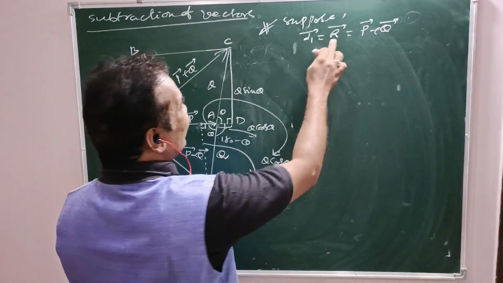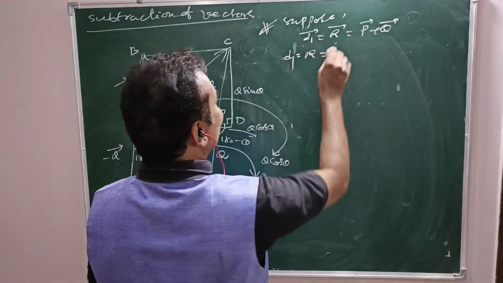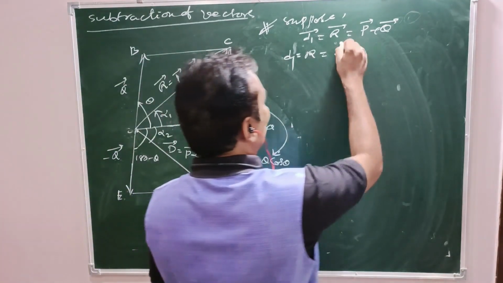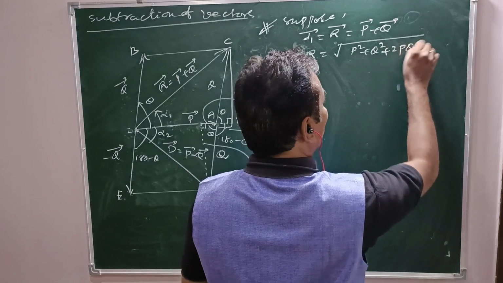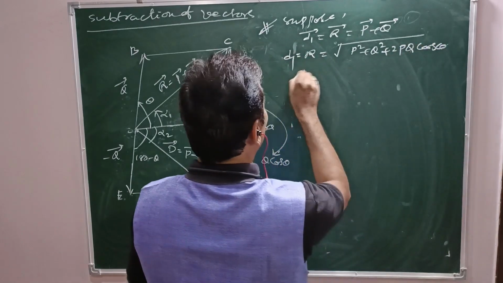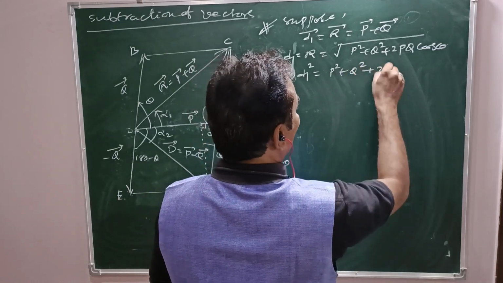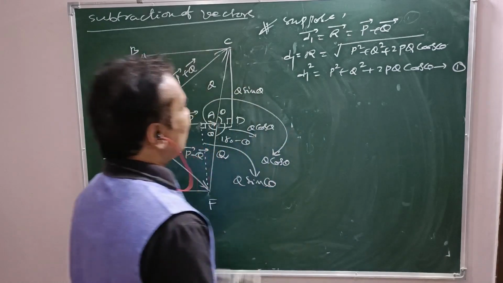Now what is R? What is D1? D1 equal to R equal to, that is mod D1 bar, that is mod R bar equal to root over P square plus Q square plus 2PQ cos theta. That is D1 square equal to P square plus Q square plus 2PQ cos theta. That is number 1. Alright.